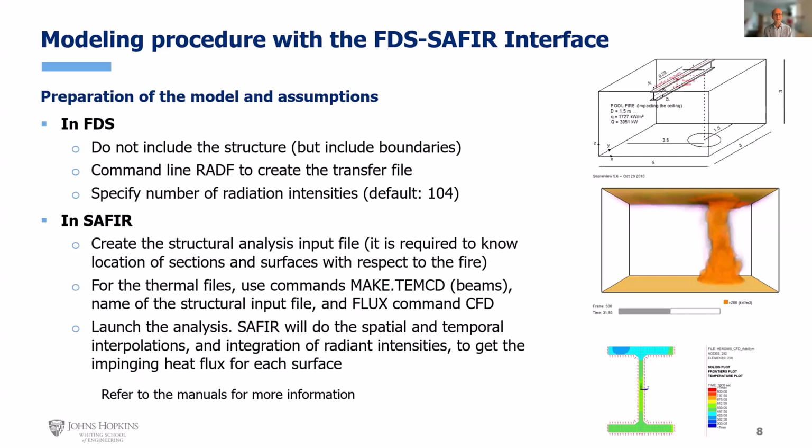And then there is a specific command line, RADF, that will create the transfer file. Then in SAFIR, the user creates the structural analysis input file, which is needed to know the relative position of the structural members versus the fire, and then runs one thermal analysis for each type of section, and SAFIR will automatically compute the temperature distribution in the members along the beams or the columns based on the varying impinging heat flux. SAFIR will also do the spatial and temporal interpolation and integration of radiant intensities automatically.